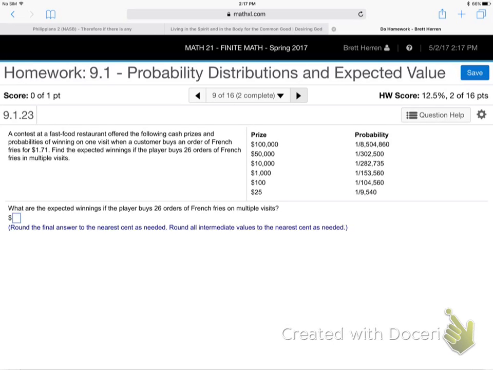So, a contestant at a fast food restaurant offered the following cash prizes and probabilities of winning on one visit when a customer buys an order of French fries for $1.71. Find the expected winnings if the player buys 26 orders of French fries in multiple visits.